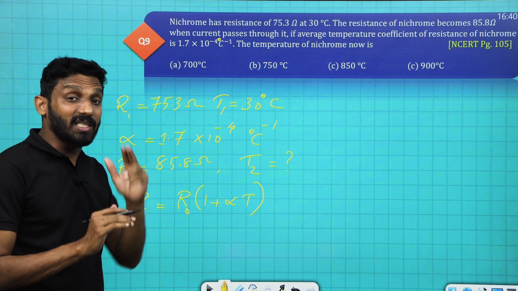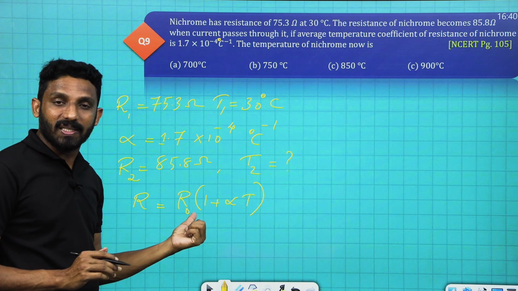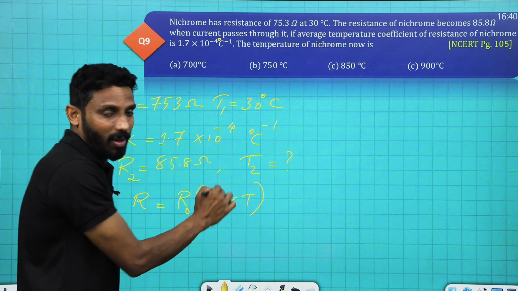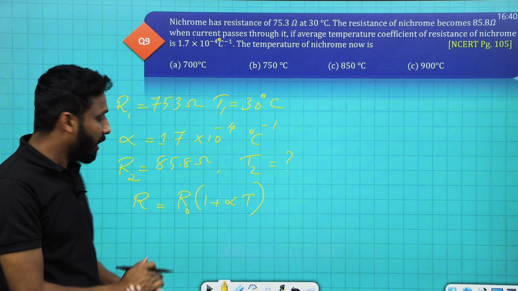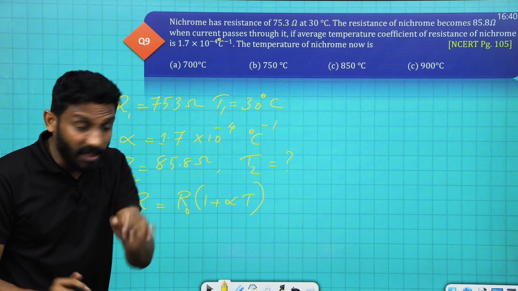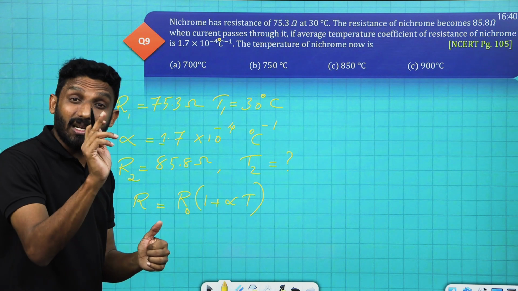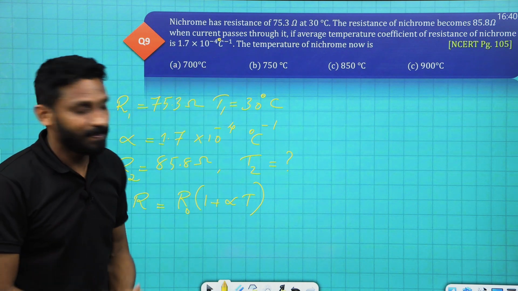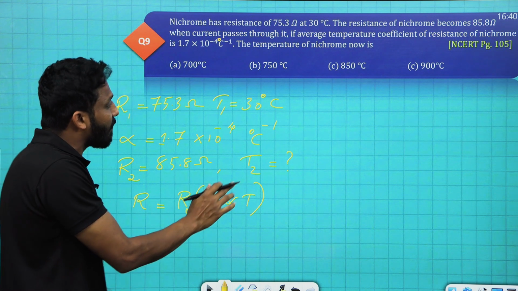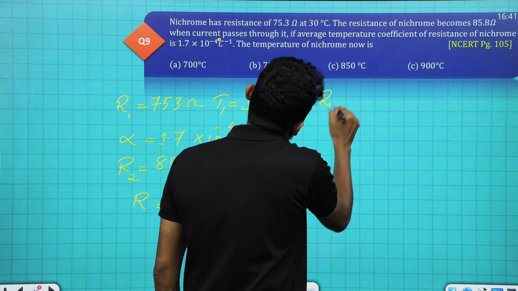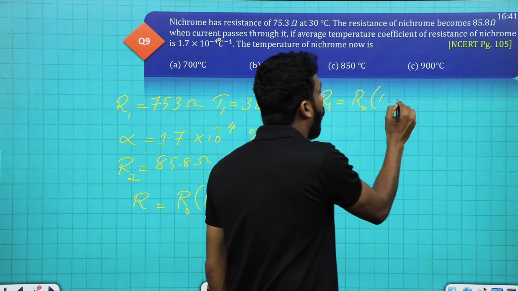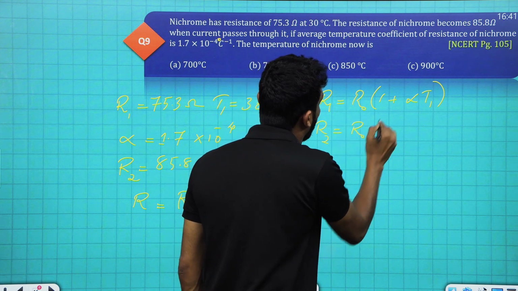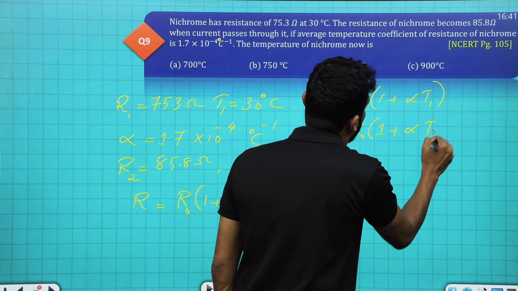R is the resistance at T degrees, and R0 is the resistance at 0 degrees. Actually here this is T minus 0, that is simply T. Alpha is the temperature coefficient of the material of the wire. Based on this equation we form two formulas. One is R1 equal to R0 into 1 plus alpha into T1. Then R2 is equal to R0 into 1 plus alpha T2.